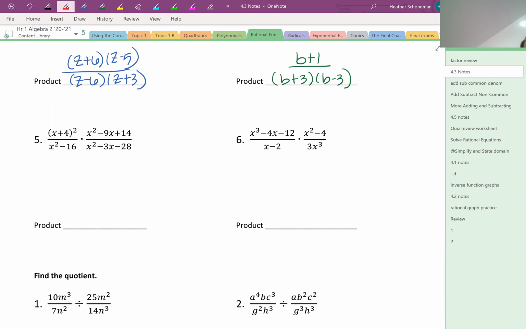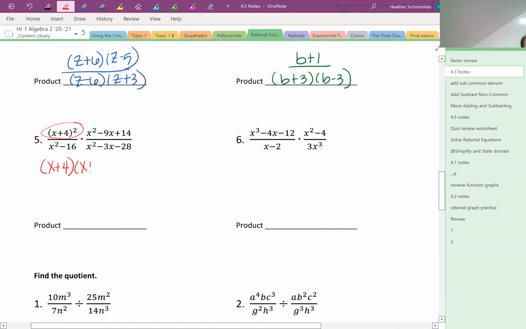Number 5 is interesting for this part over here. It means this quantity squared, which means there's 2 of them. So if I was to write it out, this would be x plus 4, x plus 4. And remember, we can only reduce one group at a time. X squared minus 16 is x plus 4, x minus 4.